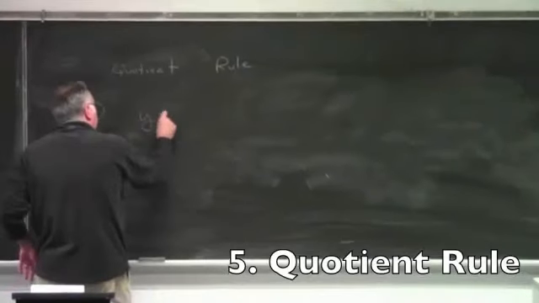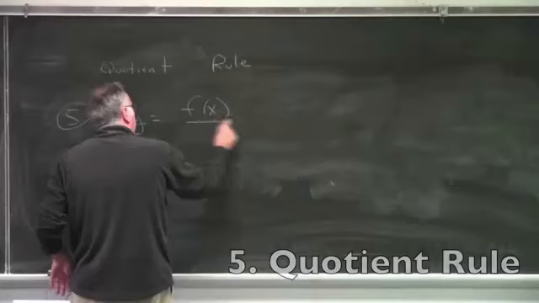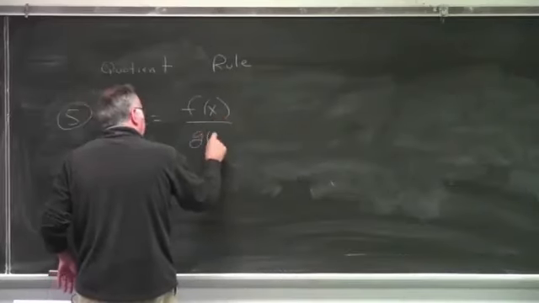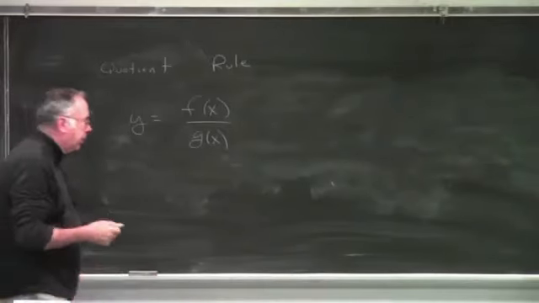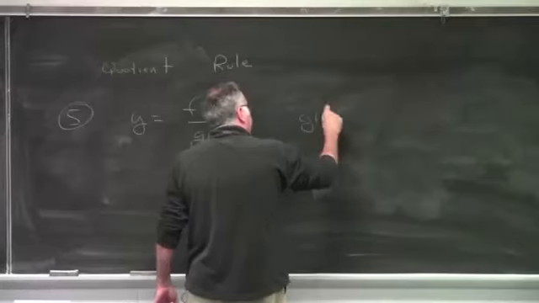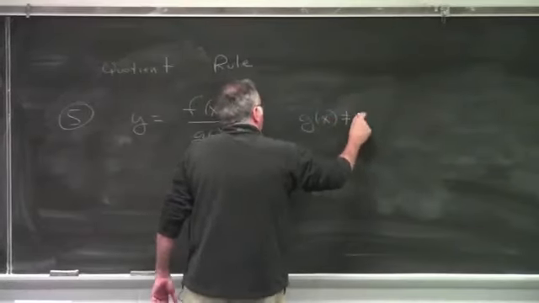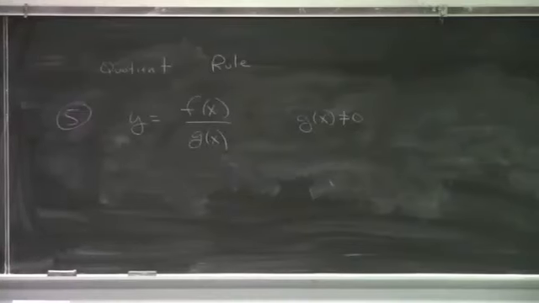Suppose you have this. y is equal to some function of x, f of x, divided by g of x. And let's assume that g of x is not 0, because you can't divide by 0. So for the permissible values of x, for the domain of x, let's just assume g of x is not 0. Okay.